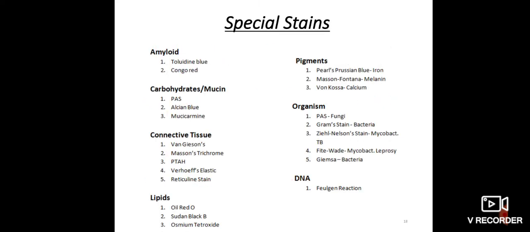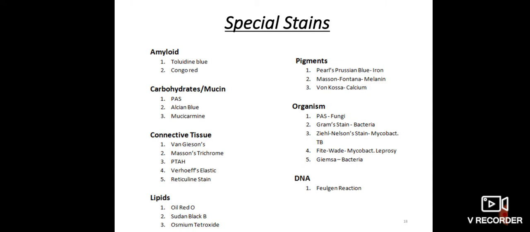So what are the special stains used? For amyloid we use toluidine blue and Congo red. You should be able to name a few special stains during your exam. For example, for amyloid you should know Congo red. For carbohydrates or mucin, you should know about PAS, Alcian blue and mucicarmine. For connective tissue, you should know Van Gieson, Masson's trichrome and reticulin stain. But apart from that, you can also mention PTAH and Verhoeff's. For lipid, we have Oil Red O and Sudan black B.